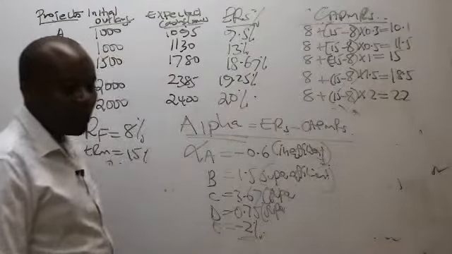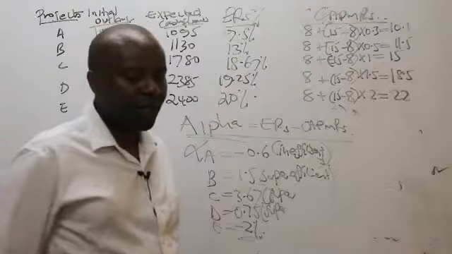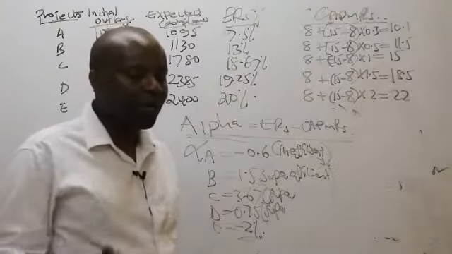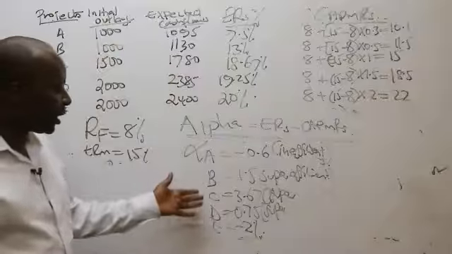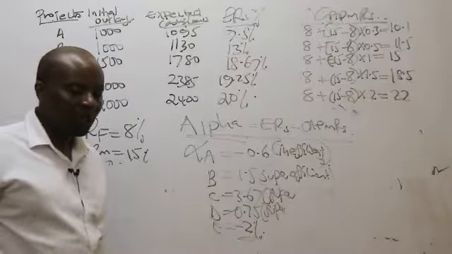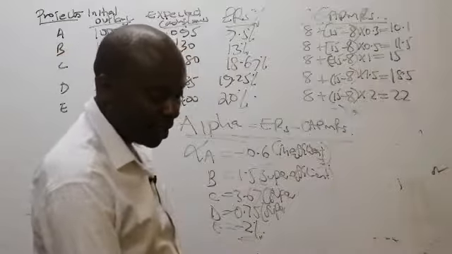Inefficient. And therefore, the securities that we shall recommend are which securities? The securities that we shall recommend are super efficient securities, which are B, C, and dog. Thank you very much.